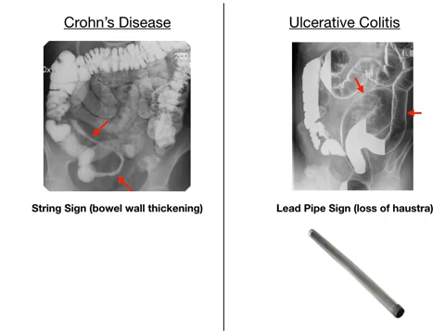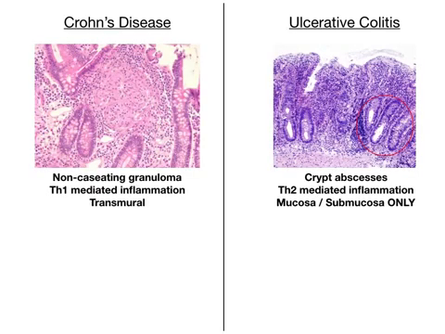So high yield, Crohn's disease, you see the string sign due to transmural bowel wall thickening, and in ulcerative colitis, you see lead pipe sign due to mucosal and submucosal inflammation causing loss of haustra. Now let's take a look at what these look like under a microscope. So the histology is very high yield. In Crohn's disease, you see non-caseating granulomas, and these are Th1 mediated. Again, it's transmural inflammation. I cannot stress enough how important it is to understand that transmural, which means full thickness, going from superficial to deep layer. That's Crohn's disease.